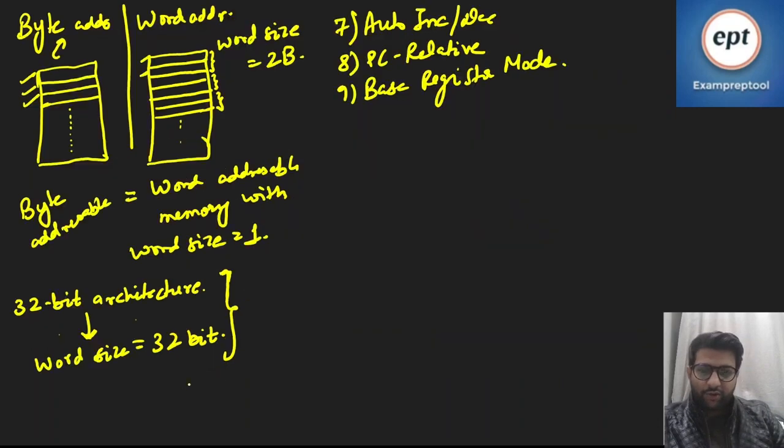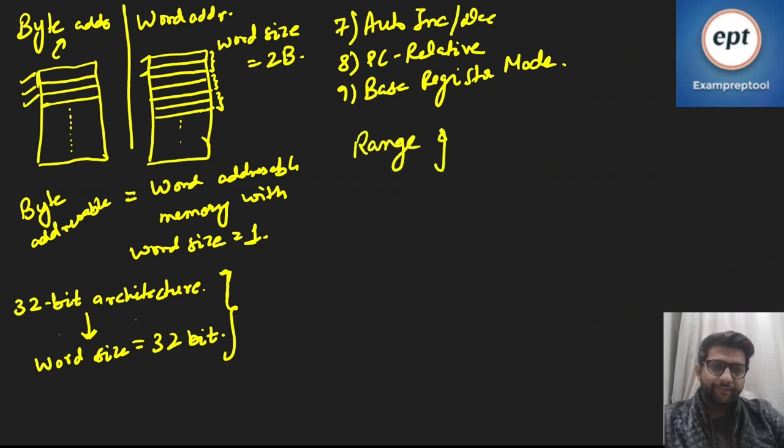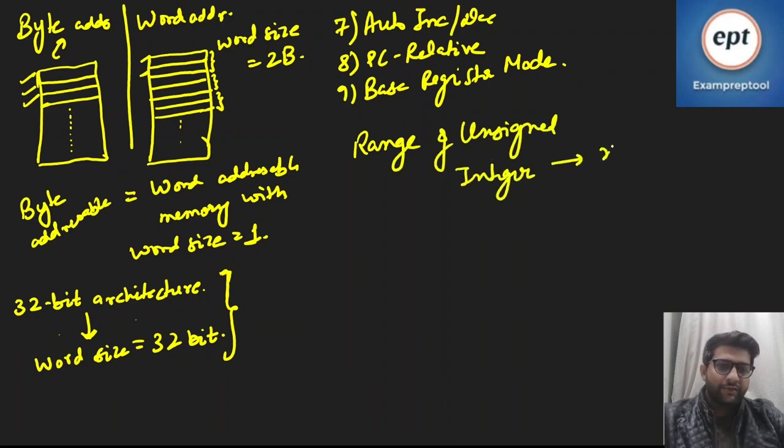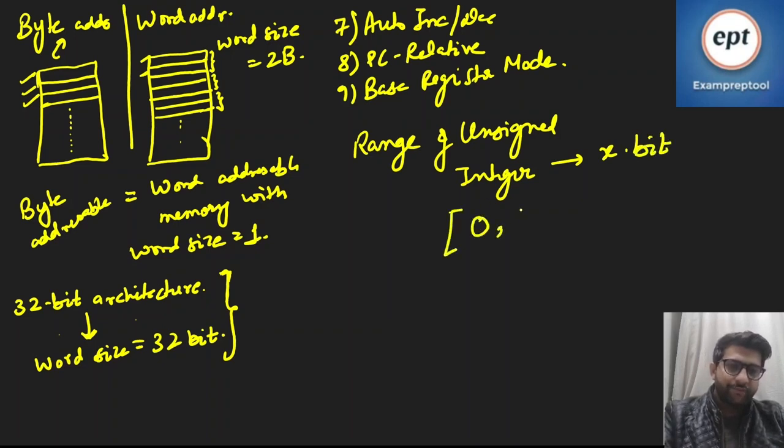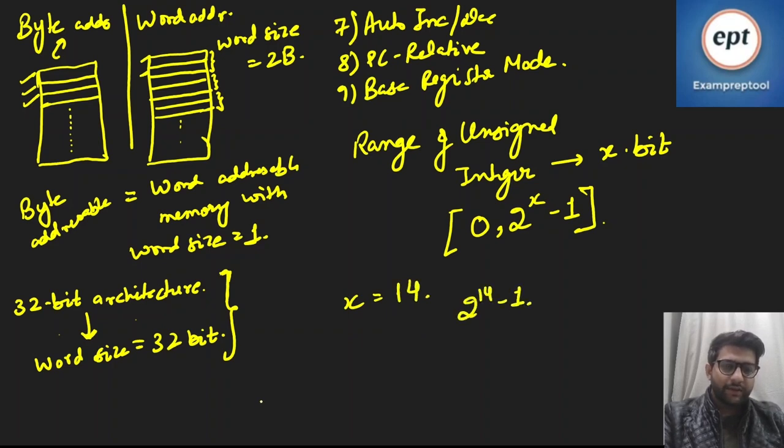Here, if you know the concept of the range of unsigned integers, then if we have an x-bit unsigned integer, the range will be 0 to 2 raised to the power of x minus 1, right? So these are the range of unsigned integers. And here we got the value of x as 14. So that means 2 power 14 minus 1, right?